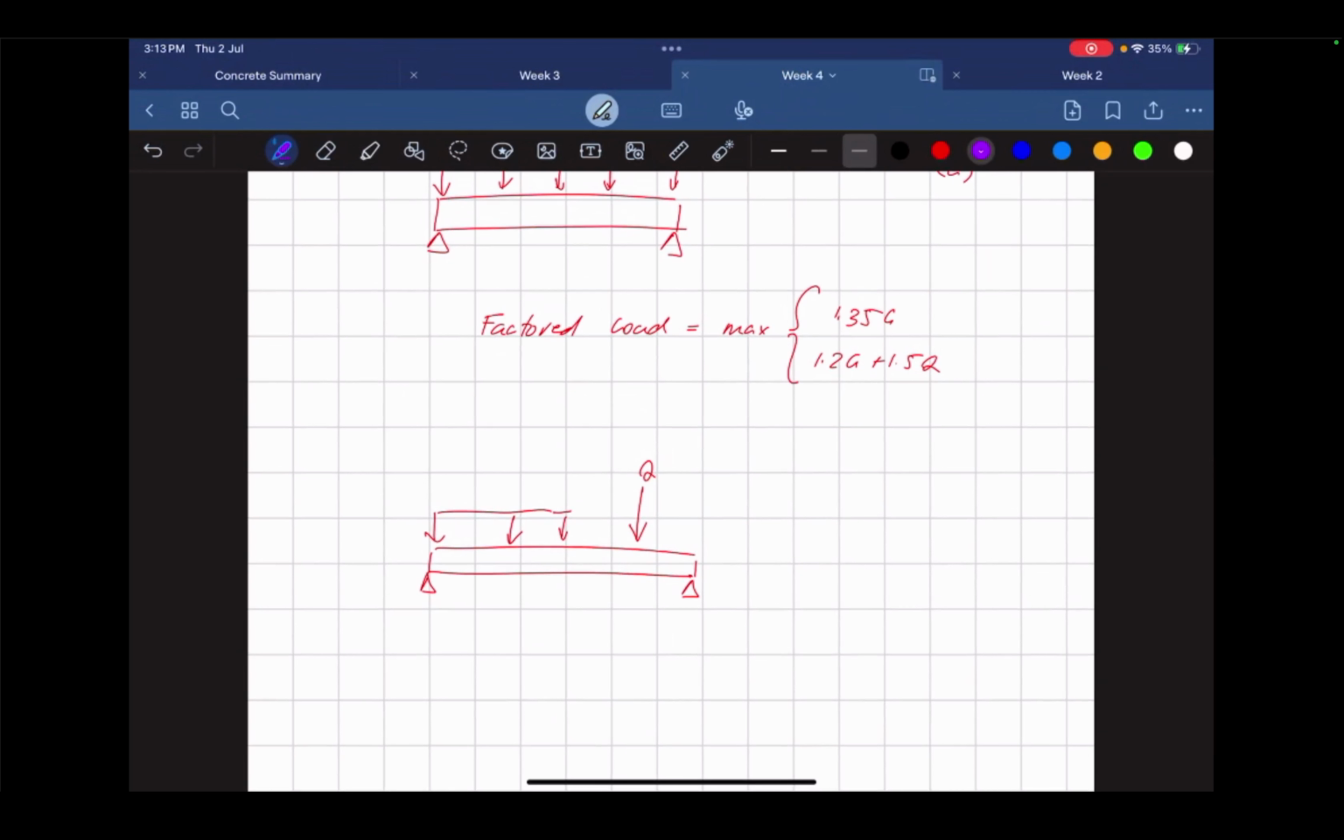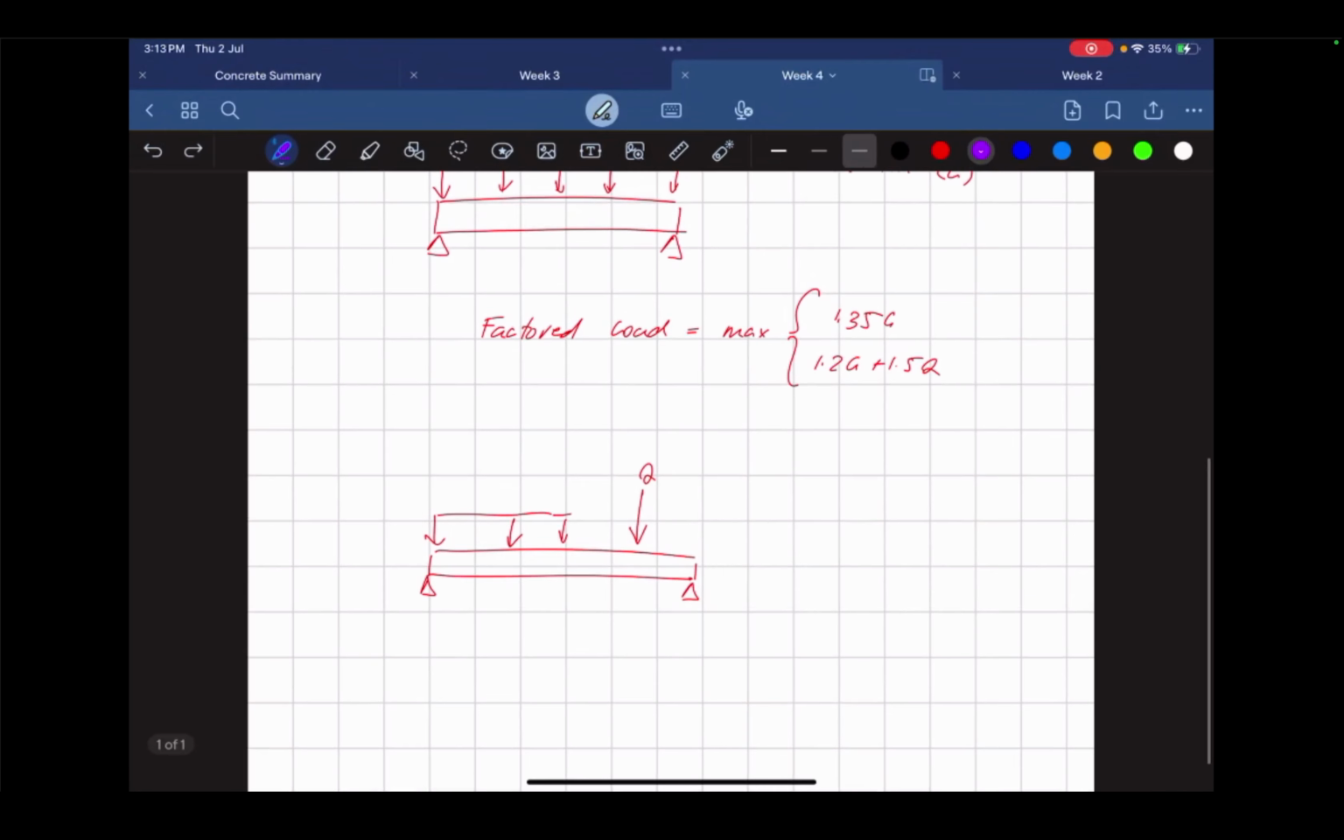In this case, it's only a live load. There's no G to it, so G just becomes 0. Can you just treat it like it's distributed? No. It will stay as a point load. The only thing you're doing is factoring it, which means you're making it larger. So it will stay like this. This will become W star, and this will become Q star. W star is a factored load.